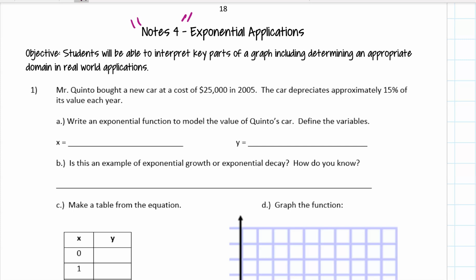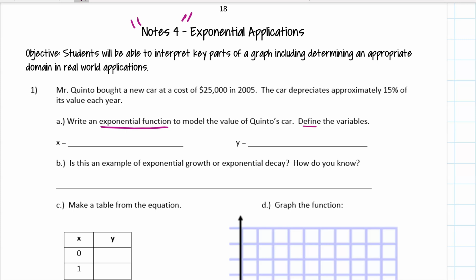So for the first one, Mr. Quinto bought a new car at a cost of $25,000 in 2005. The car depreciates approximately 15% of its value every year. So part A, write an exponential function to model the value of his car and define your variables.